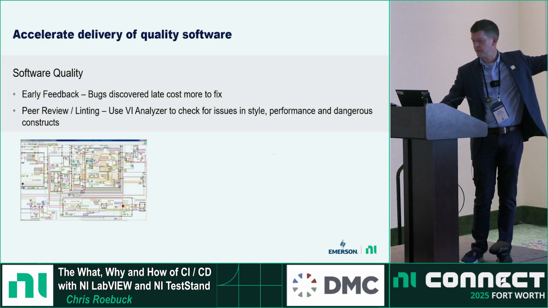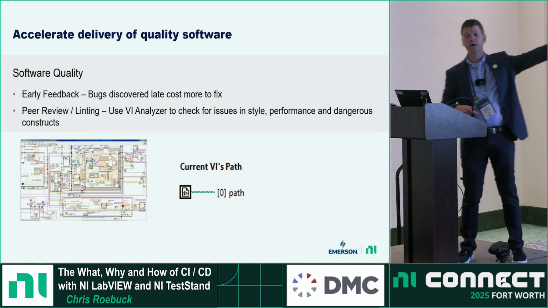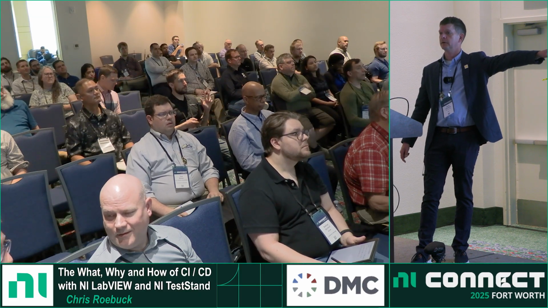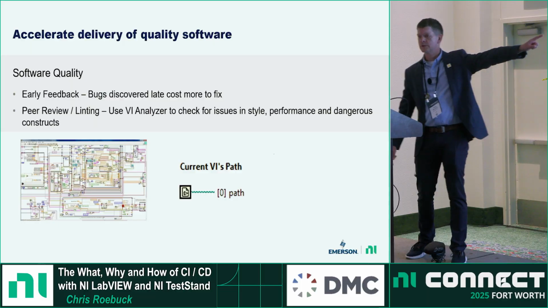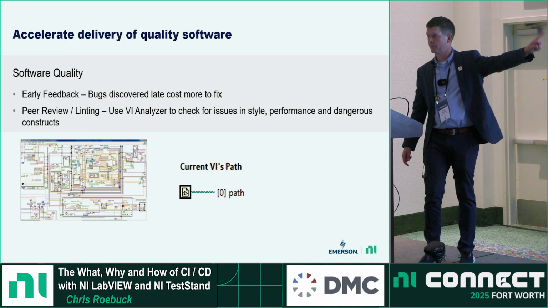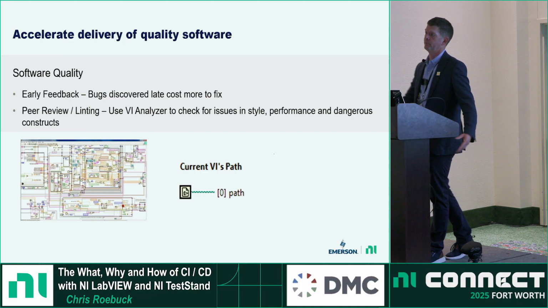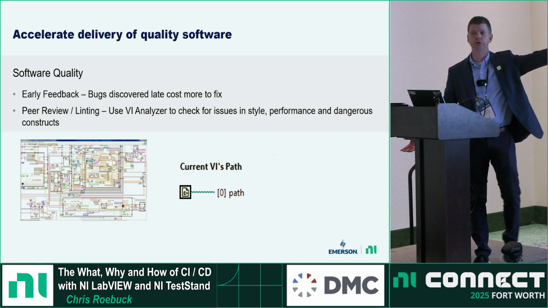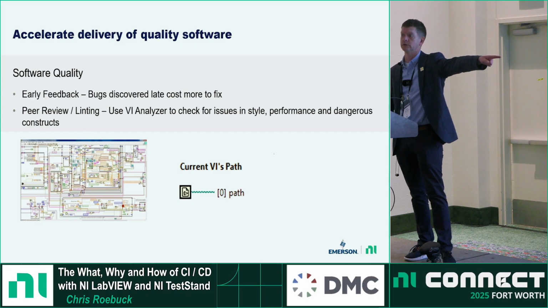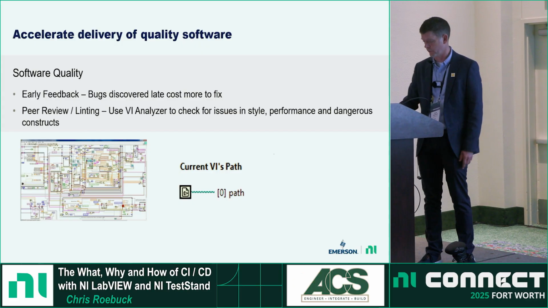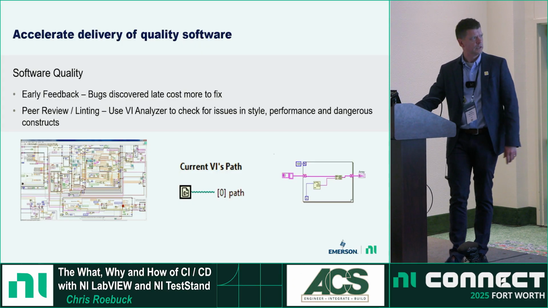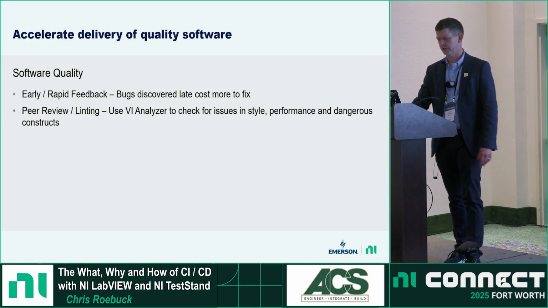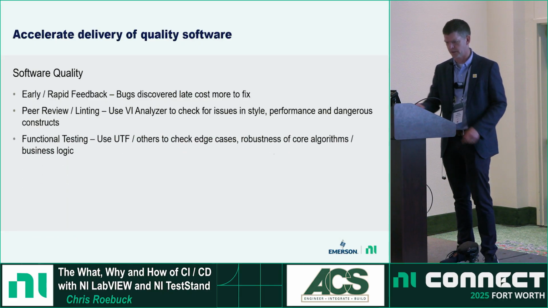So it can identify style issues. Current VI's path qualifies. Who uses current VI's path? Okay, a couple of hands. So maybe you may have spotted, but the behavior of that changes between code written in the development environment and when you build an executable. Its behavior changes. The path that it returns will change. So that would qualify as a dangerous construct. And then you might be doing some less performant stuff when you're building arrays rather than pre-initializing. So it can do that. It can find all of that stuff.